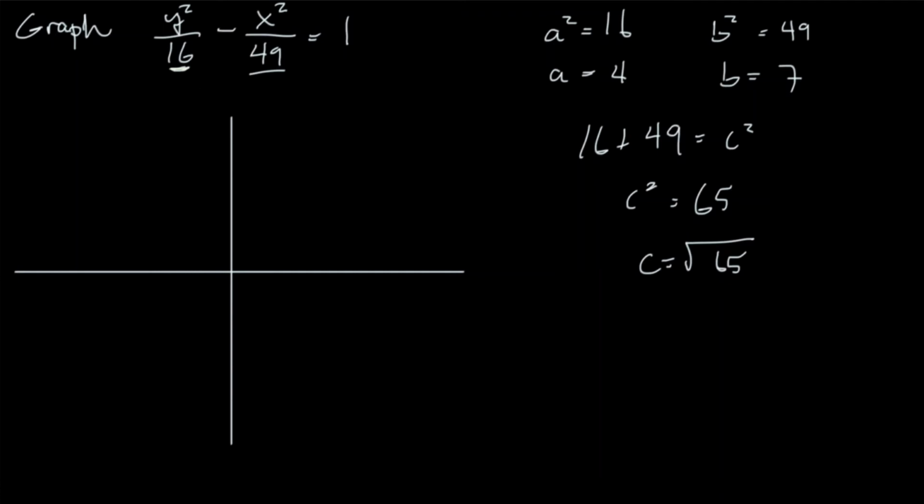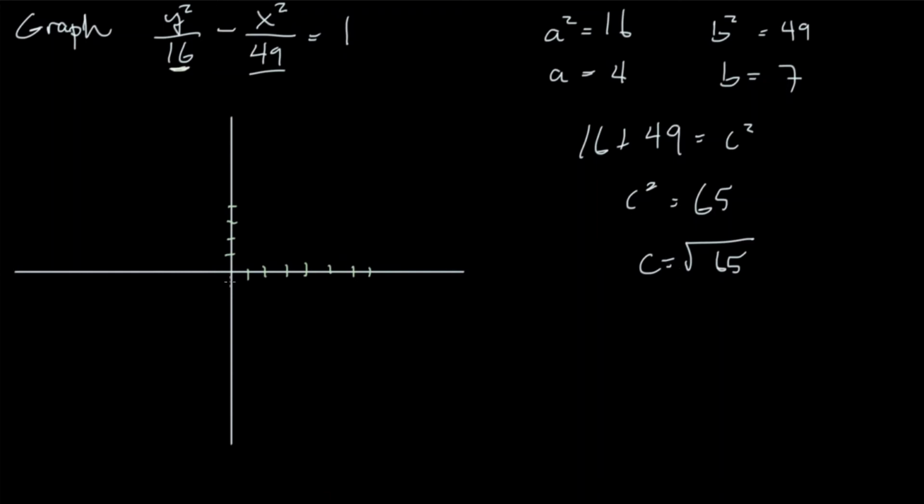So let me go ahead and give myself a new color. We're going to go 4 units. Probably should give myself some ticks. 1, 2, 3, 4. We are ultimately going to go 7 in the horizontal direction. So let me get that too. 1, 2, 3, 4, 5, 6, 7. And the square root of 65 is just bigger than 8.